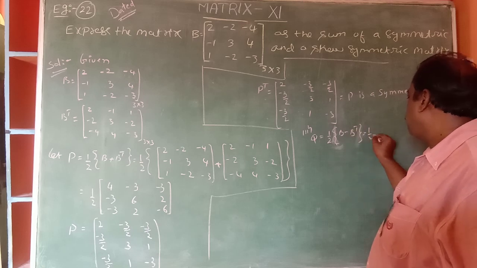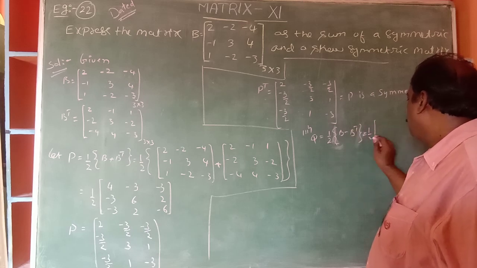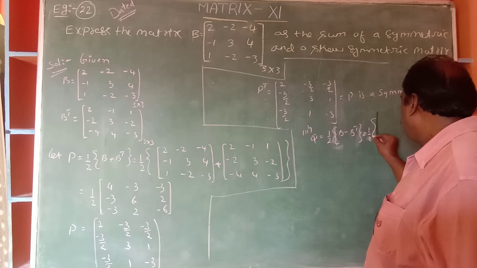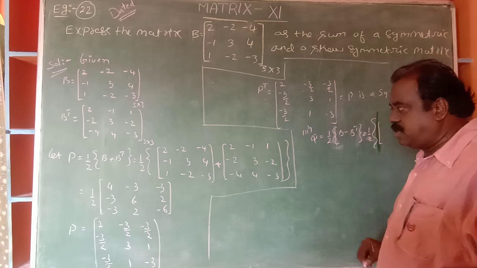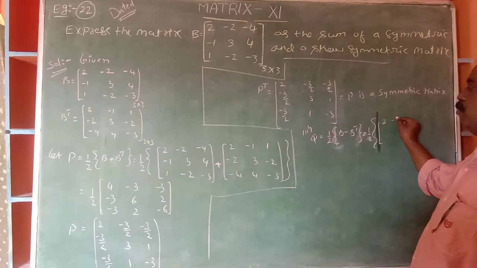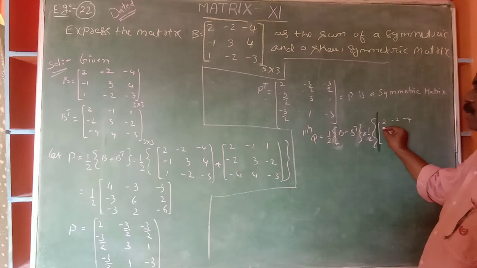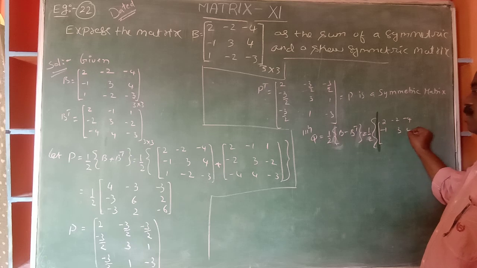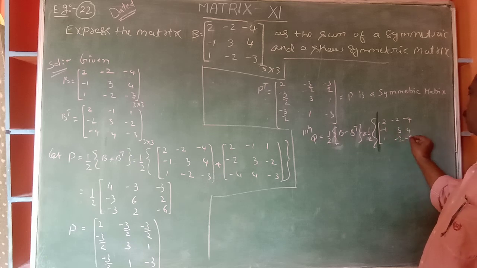That is equal to 1 by 2. Okay? 1 by 2. What is the first B? B is 2, minus 2, minus 4; minus 1, 3, 4; 1, minus 2, minus 3. Okay, now?